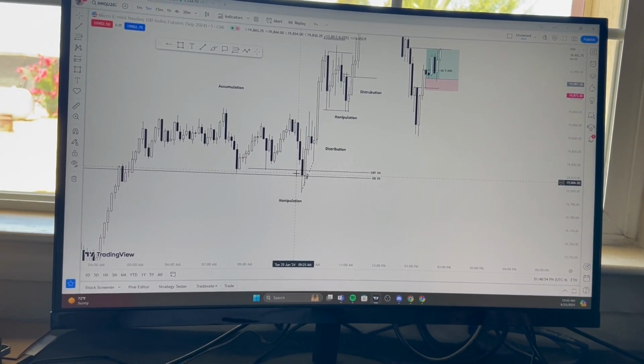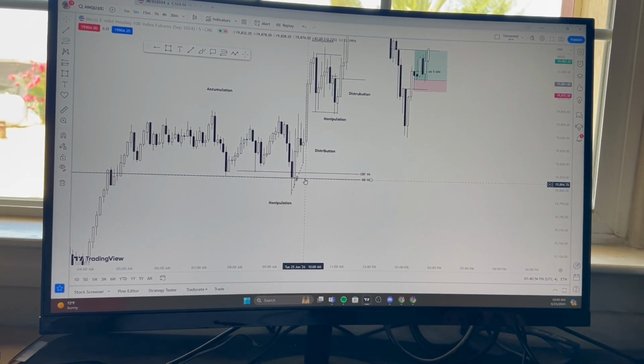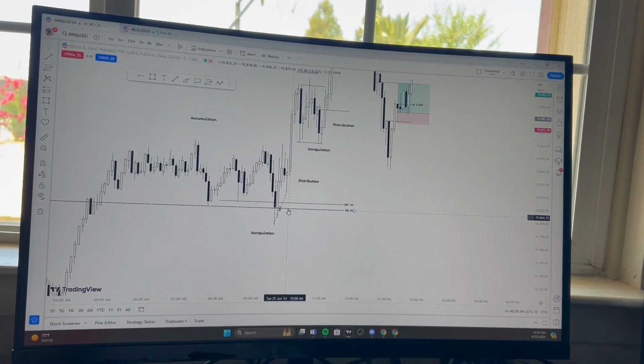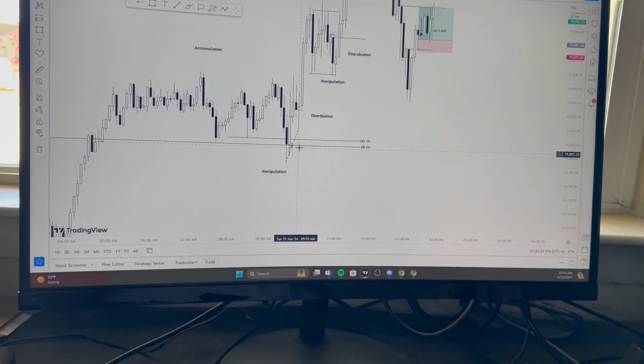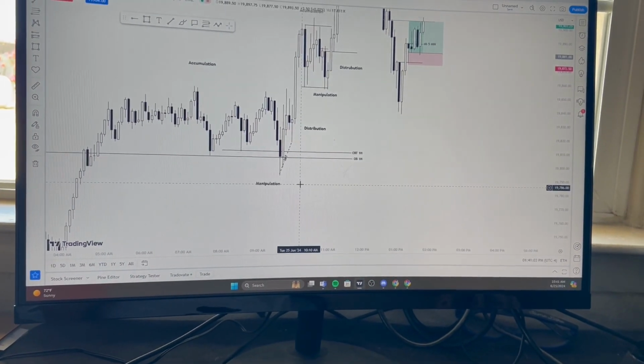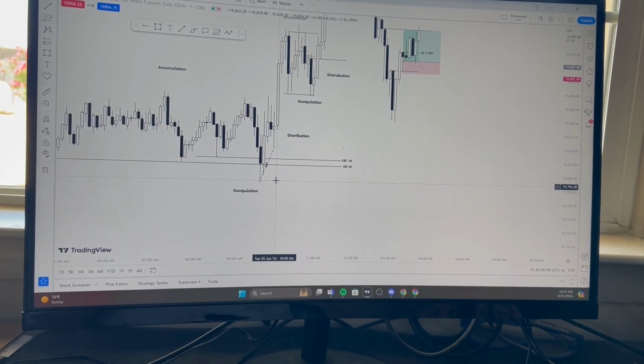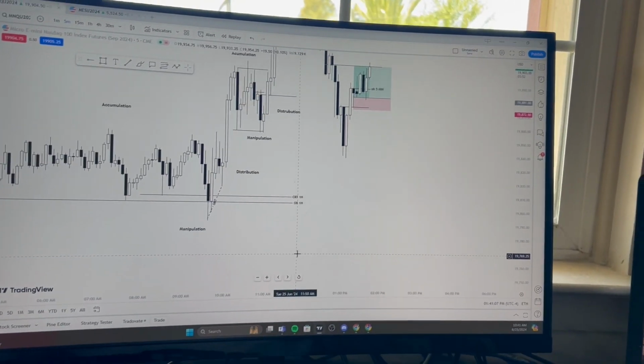I just set up in here, but I didn't take it because news was at 10 a.m. and it was high impact news. So the last thing I want to do is get manipulated by news and get stopped out, then can't enter because of that. So yeah.